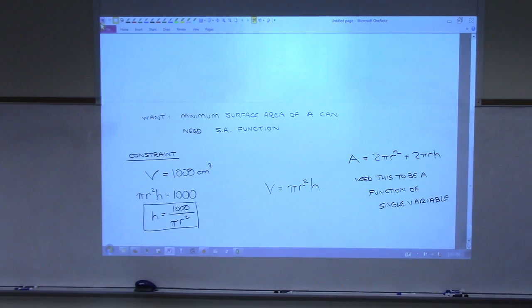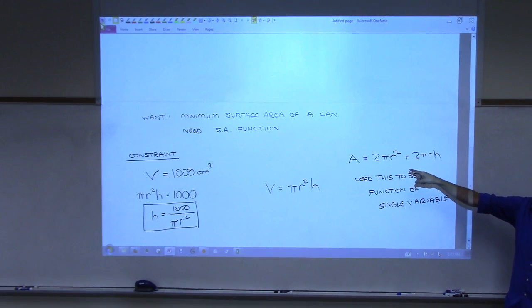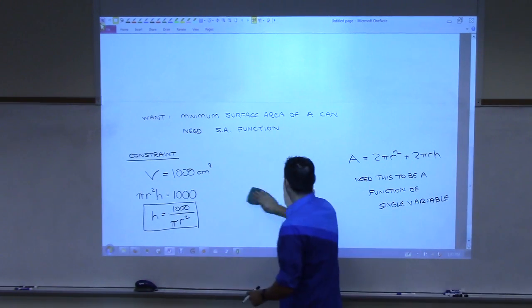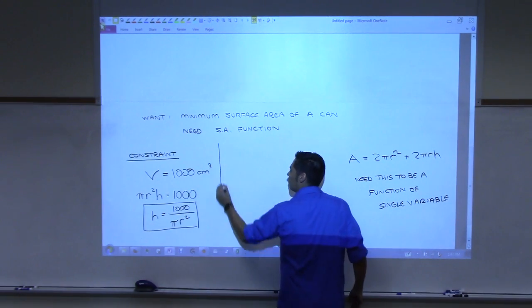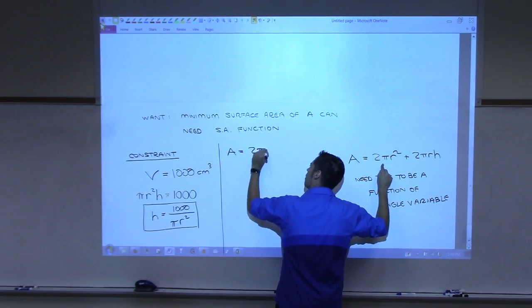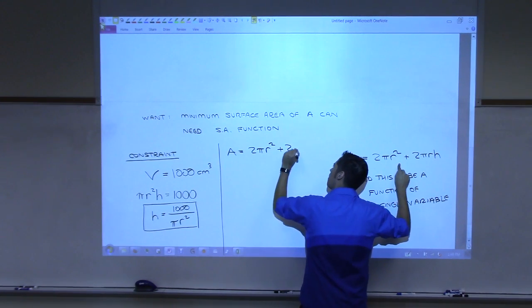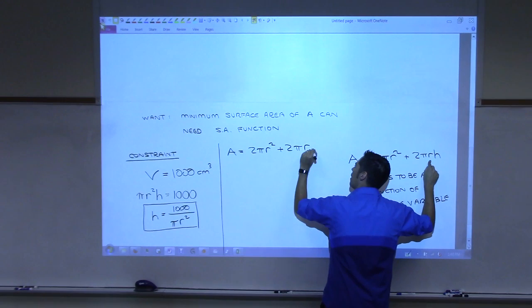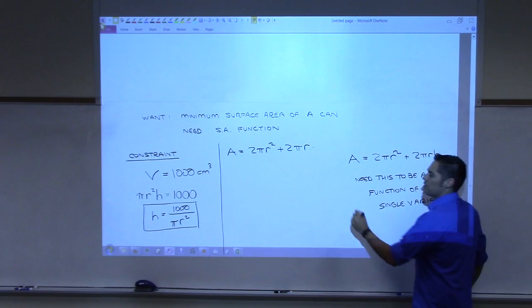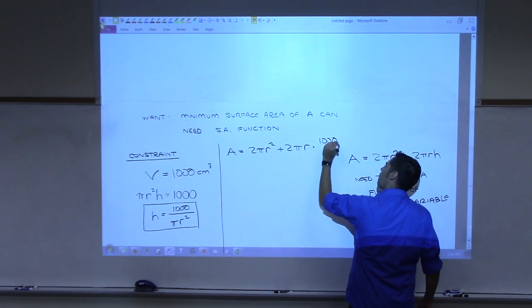Now what? Yep, you're going to replace this H in this equation with that expression. Yes, there's going to be pi's in there, and hey, we want an answer. We might have to look at something that's ugly. All right, A equals 2 pi r squared plus 2 pi r, and then here comes the h. The h is actually that entire expression. So I'm just going to put times 1,000 over pi r squared.